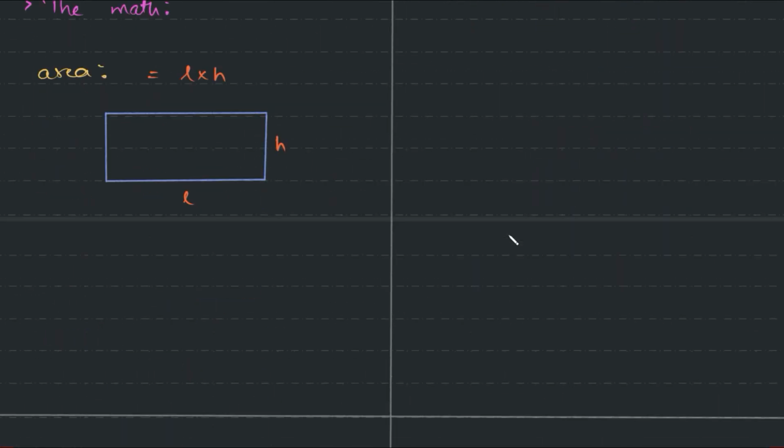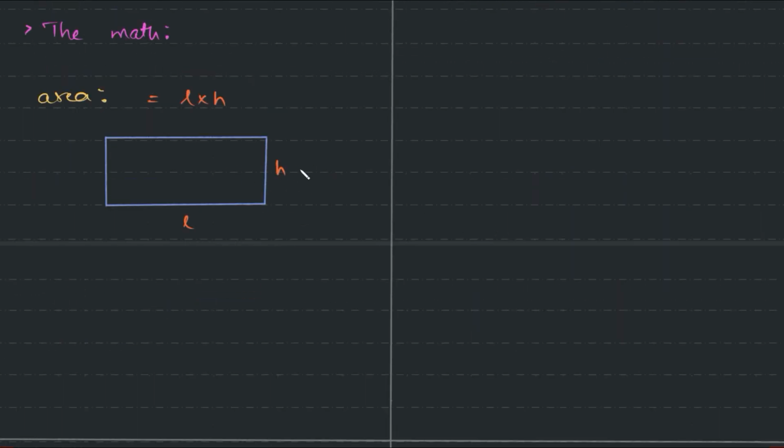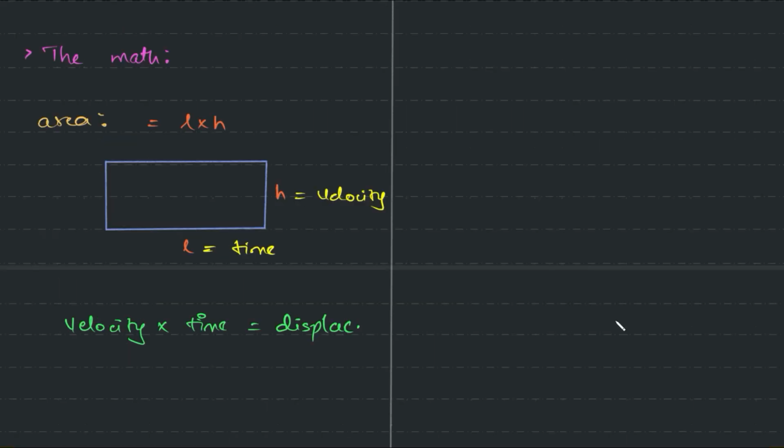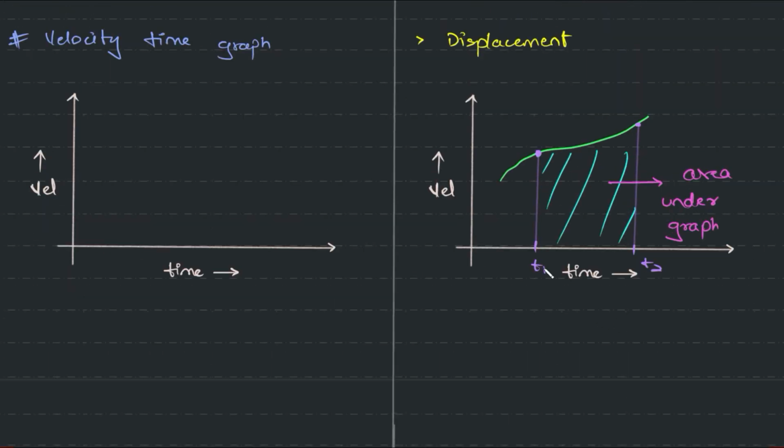So in this case, the heights are velocity and length will be time. So what is velocity into time? Velocity into time is your area. Technically, it's area only, and it is displacement basically. This is the whole idea. That's why we consider the area under the velocity time graph as displacement.